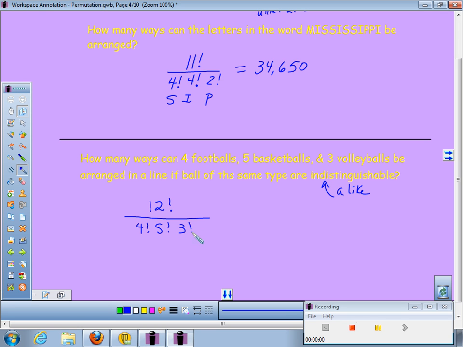Okay, I'm looking to see if I have this one worked. I do. 27,720. Oh. That's only a few different choices. Alright, that was method number 3. You only do that if you have things that look alike. If they don't look alike, you don't worry about it.